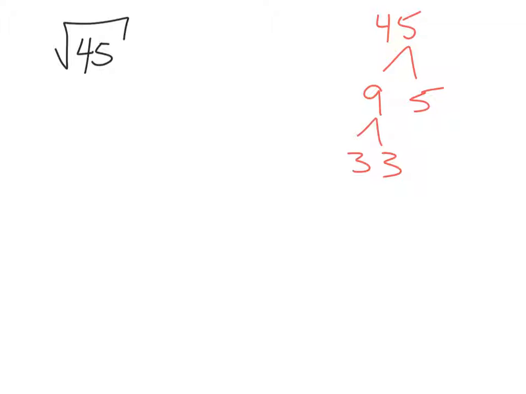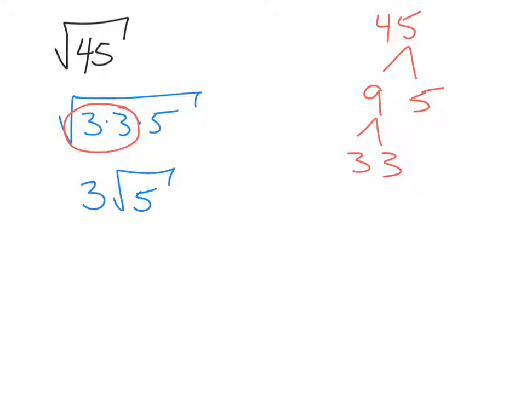So then what we're going to do is we're going to rewrite this as the square root of 3 times 3 times 5. Is that okay? Yeah. The index is what again? 2. So that tells you the size of the group you're looking for. We're looking for groups of 2. Is there a group of 2 there? The 3s, okay? So you can circle them if you like circles. Really an oval. Okay? That group can come out front. But the 5 didn't have a partner. So it has to stay inside. And that's your answer right there. 3 radical 5.